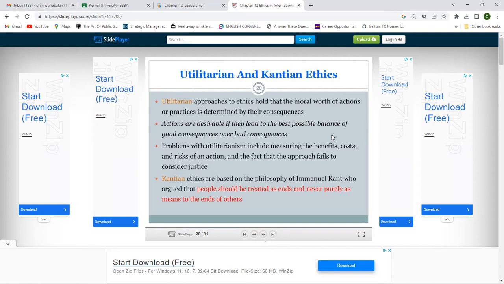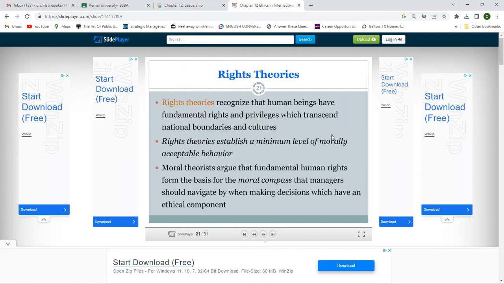Kantian ethics is based on the philosophy of Immanuel Kant, who argued that people should be treated as ends and never purely as means to the ends of others. Rights theories recognize that human beings have fundamental rights and privileges which transcend national boundaries and cultures. Rights theories establish a minimum level of morally acceptable behavior.